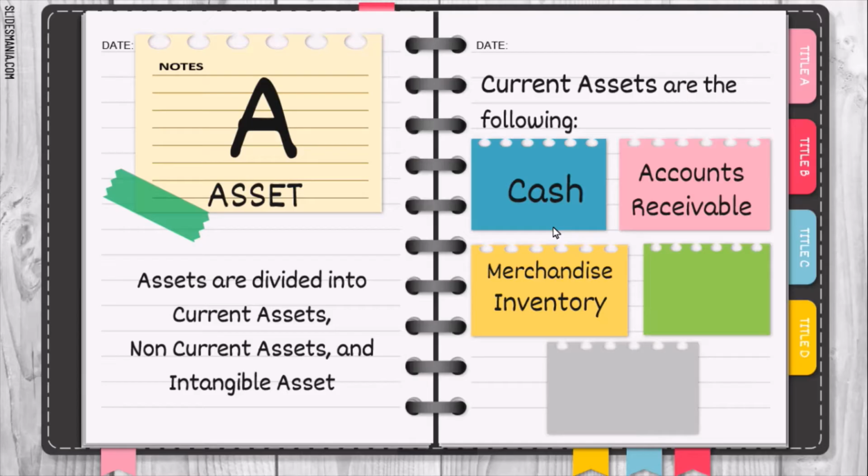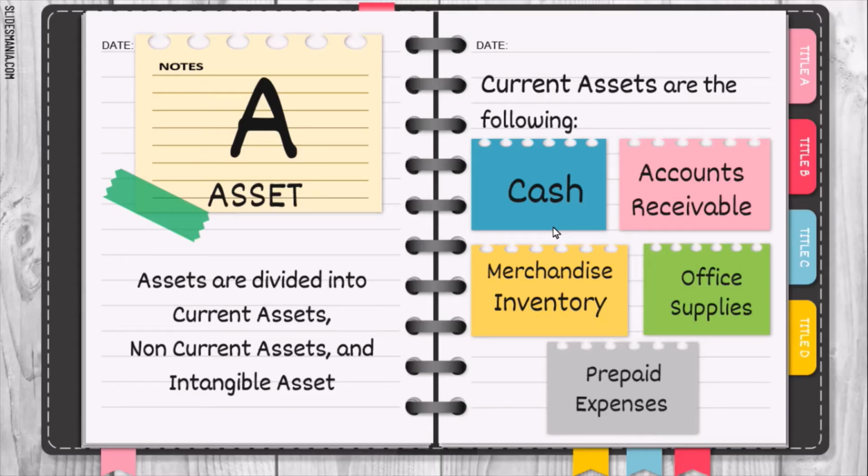And then we have merchandise inventory. It can be raw materials inventory, the merchandise inventory itself, work in process inventory, and finished goods inventory. Then we have office supplies. As long as it is not yet used, it is part of the asset. If it is already used, then we call it office supplies expense.